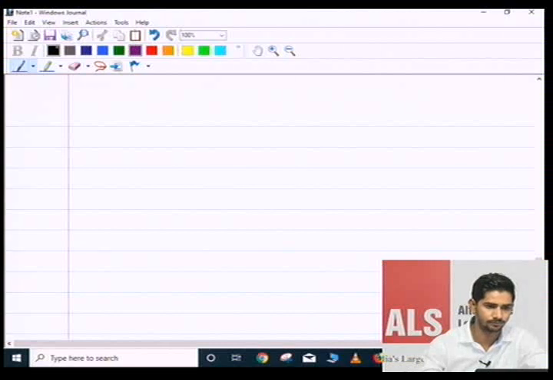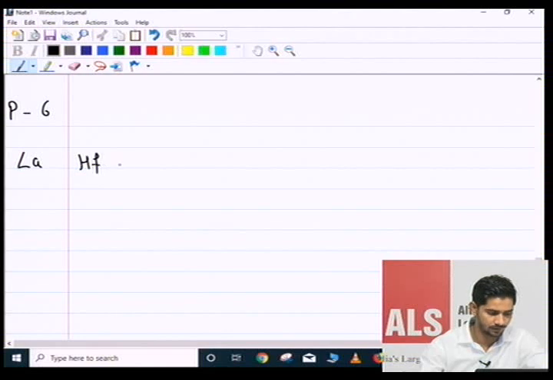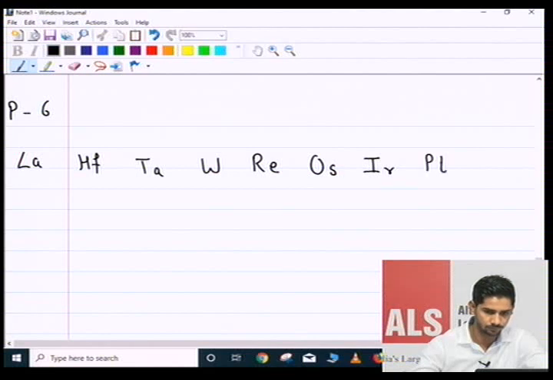See. Period number 6. This is your lanthanum, hafnium, tantalum, tungsten, rhenium, osmium, iridium, platinum, gold, and mercury. Okay. The important point that you have to remember is that the atomic number of lanthanum is 57.